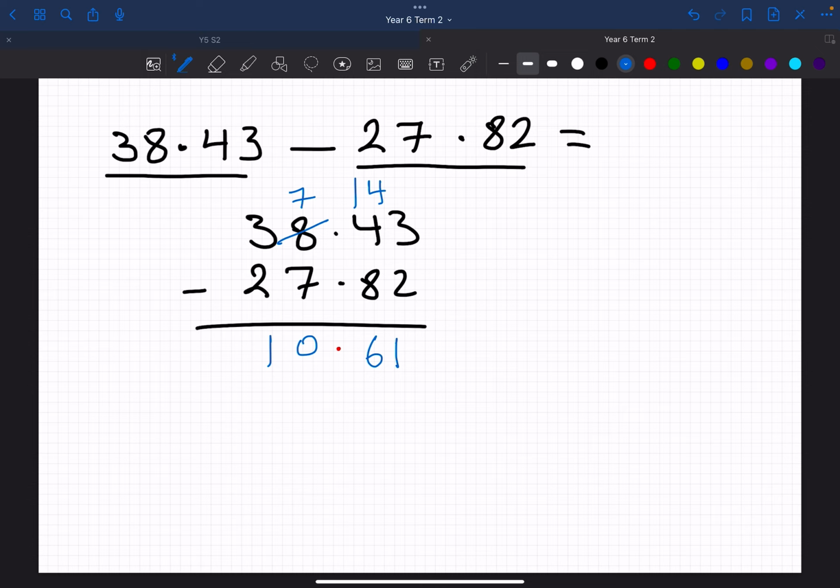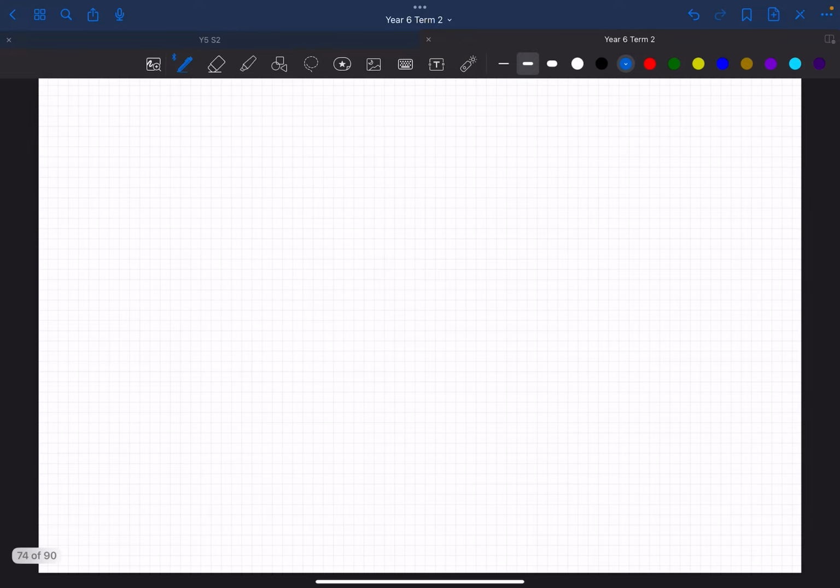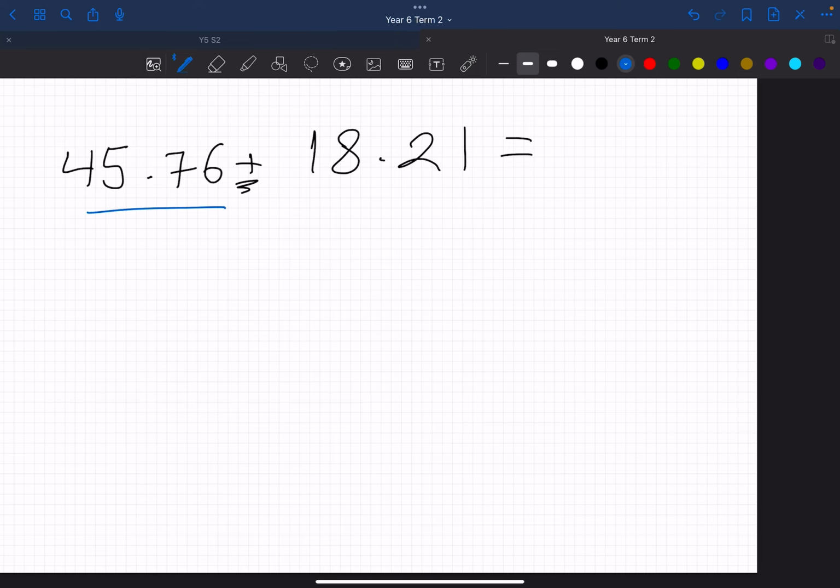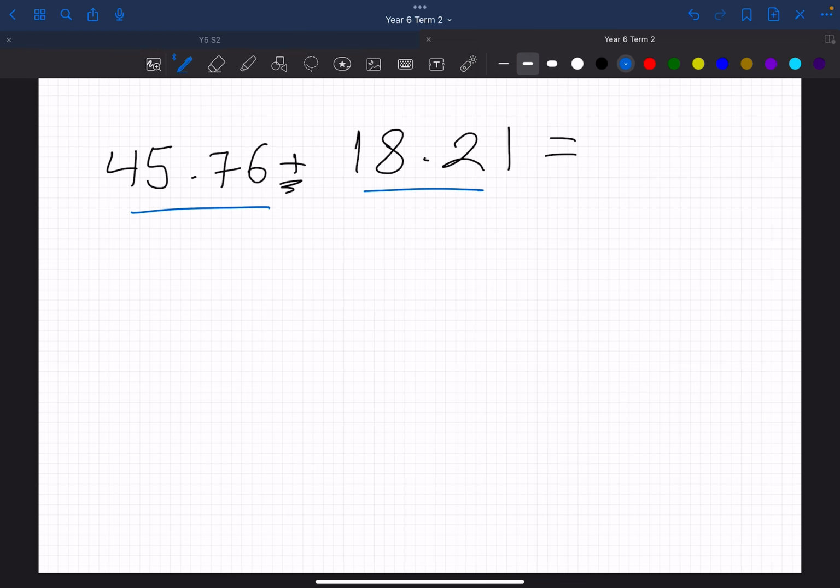Now, another example. Let's do another one. That was subtraction. Now let's do addition. For example, 45.76 plus 18.21. Same steps, but here addition. We put the number on the left up, the number on the right down. Always remember this order. Even though in addition order doesn't matter, we just follow one rule to make sense and not to confuse.